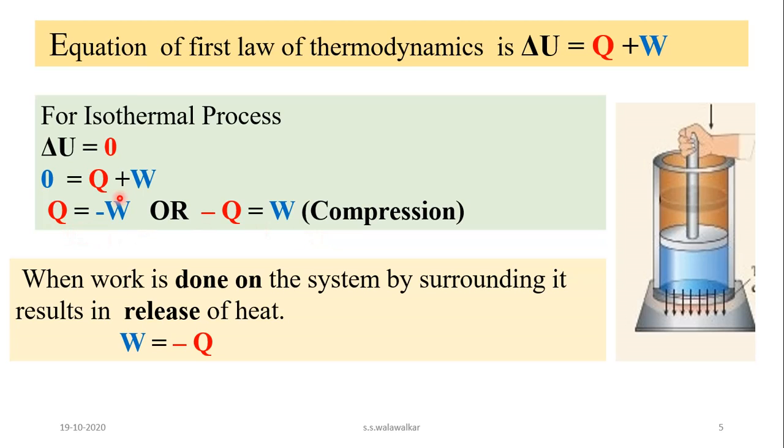When Q is equal to minus W, expansion type of work takes place. And when W is equal to minus Q, compression type of work takes place and heat is released by the system, and therefore the sign of Q is negative.